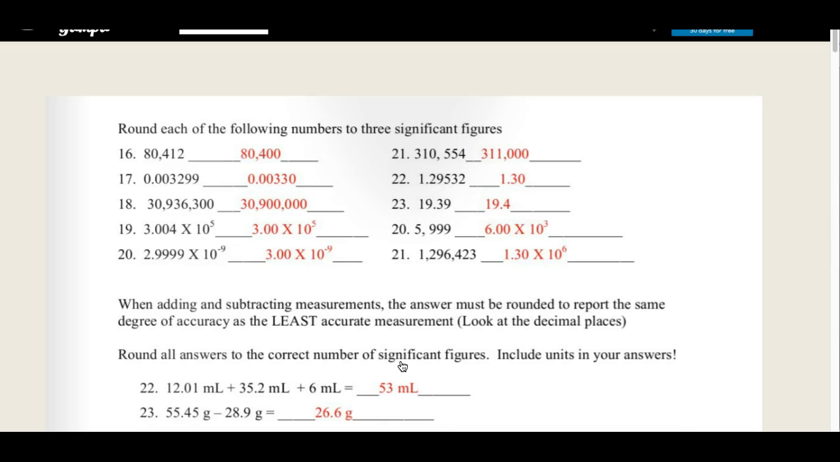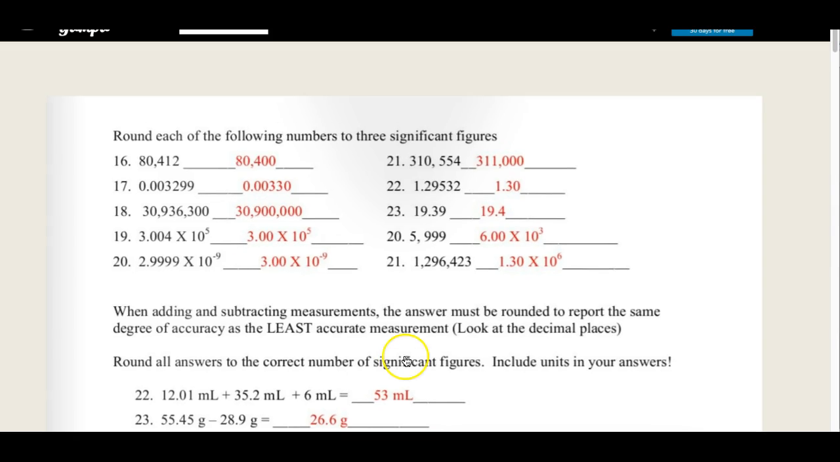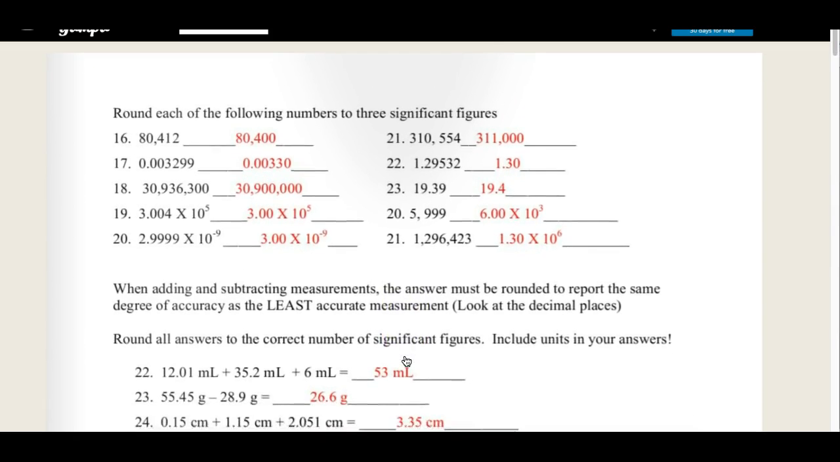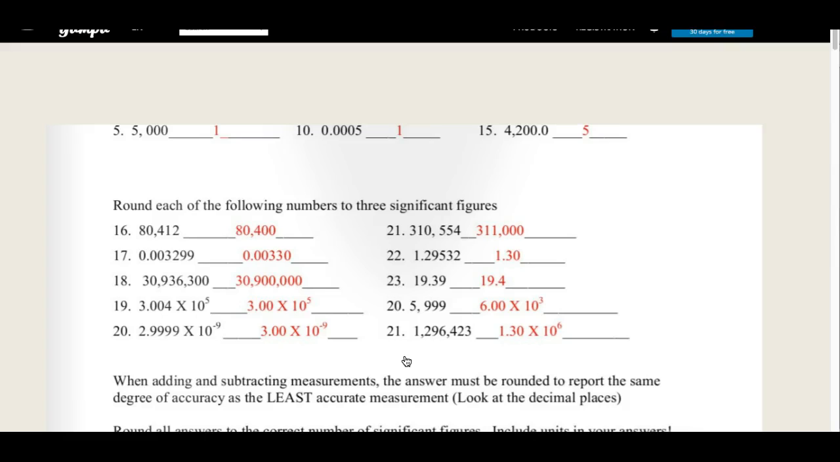See question 21 and 20. So 20 rounding to 3 significant figures. It's not 599. It's got to round up to 6, and it's 6.00. So it's important that you put that 0.00 in, otherwise it would be one significant figure. And then 21, we've got 1.30. And then the next one, we're just adding things, so we might just leave that.